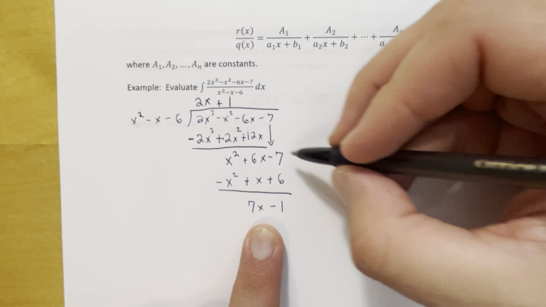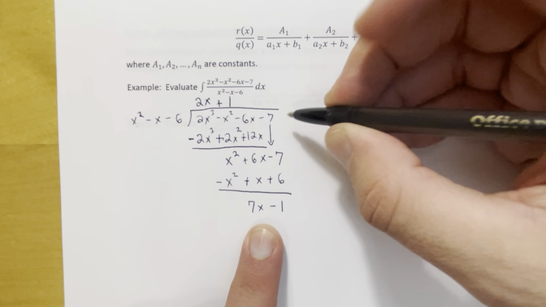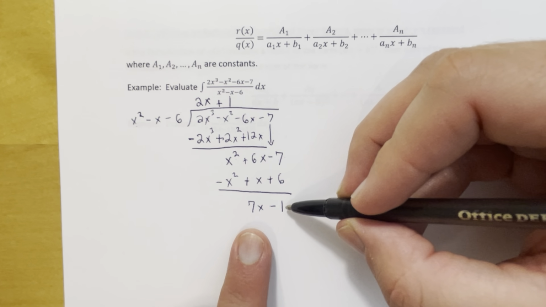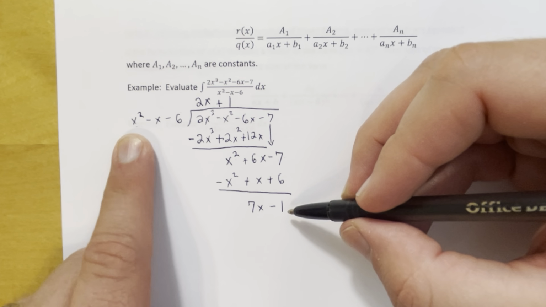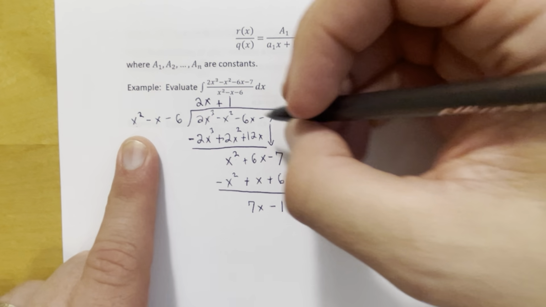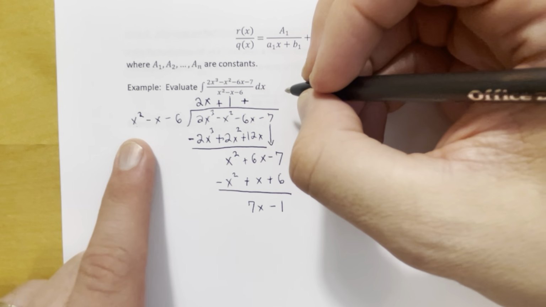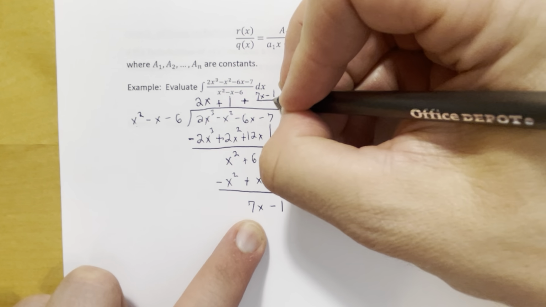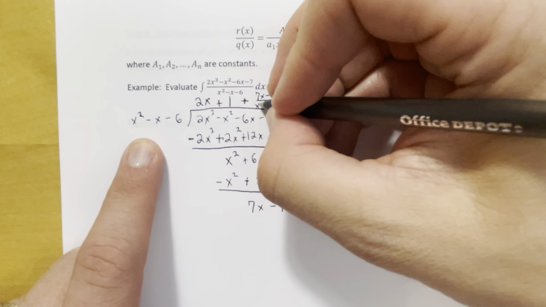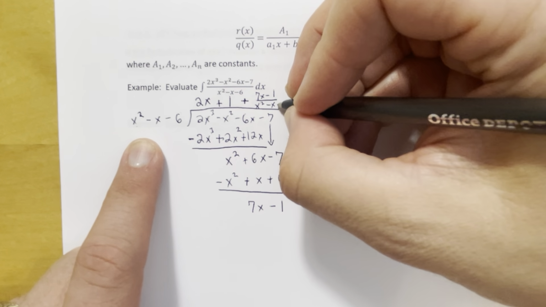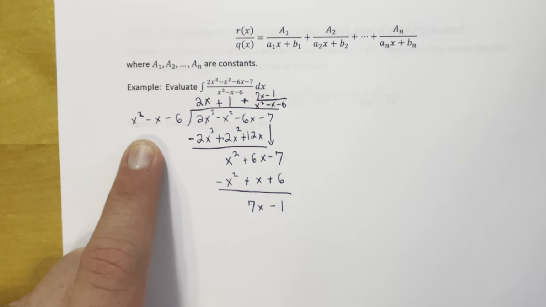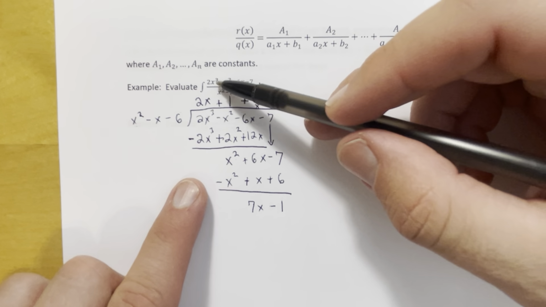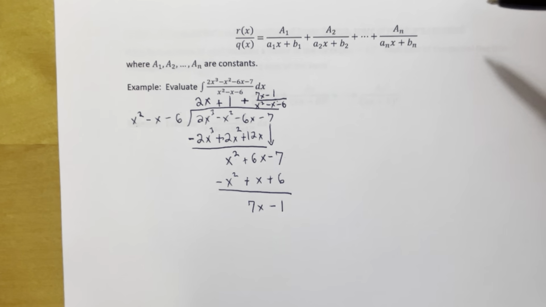Now, if you notice, I've used all of my terms up here, right? And the degree of this remaining polynomial, which we call the remainder, is less than the degree of my divisor, which is what we wanted. What that does is it gives me this remainder term. So that 7x minus 1 is the new numerator that I'm dealing with. And then the divisor, x squared minus x minus 6, that's my denominator, okay? So I can rewrite this integral in this form.